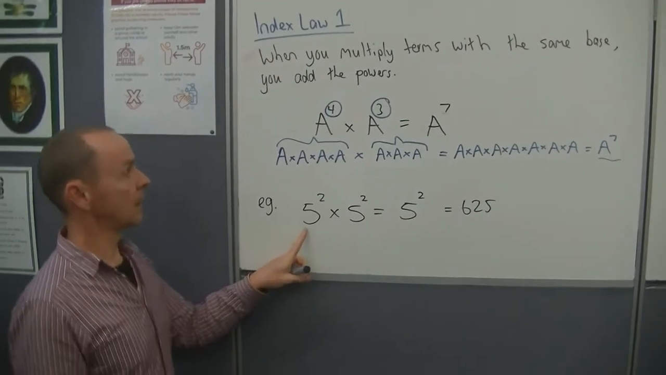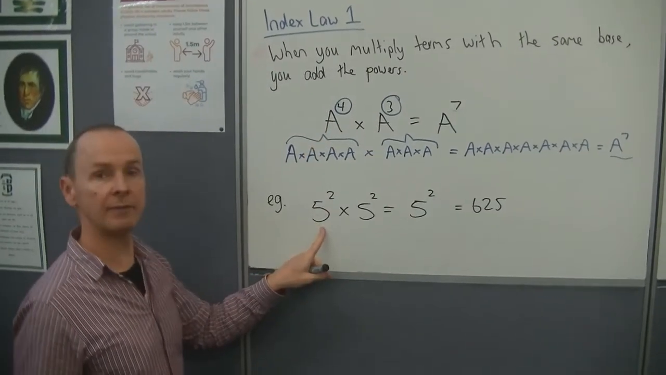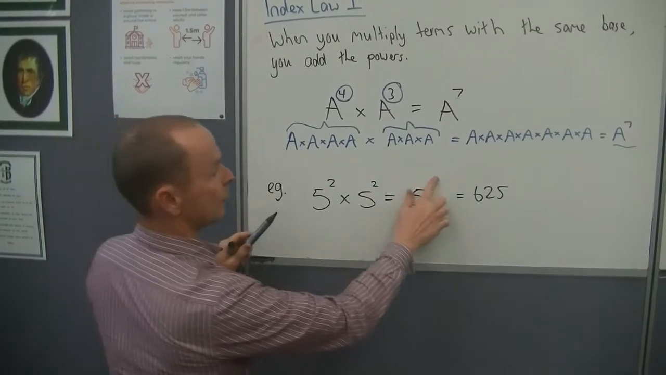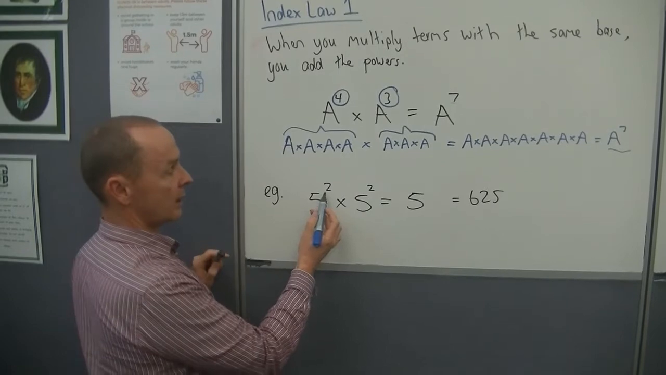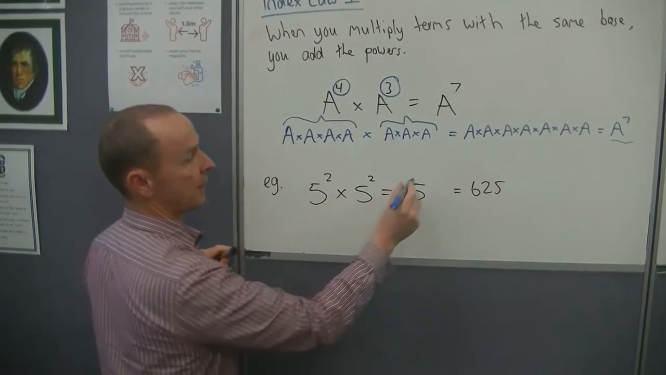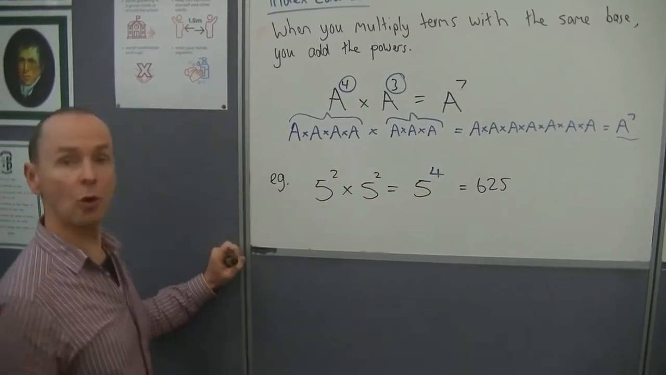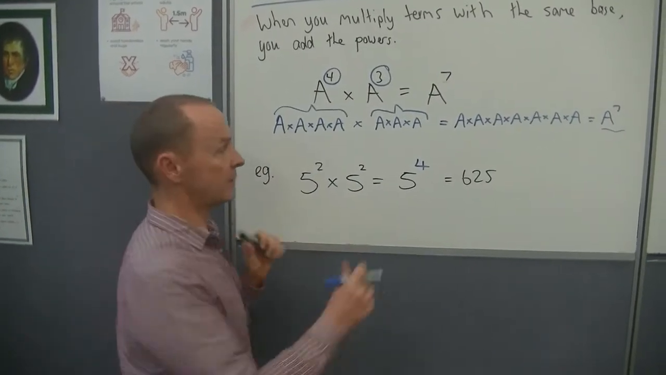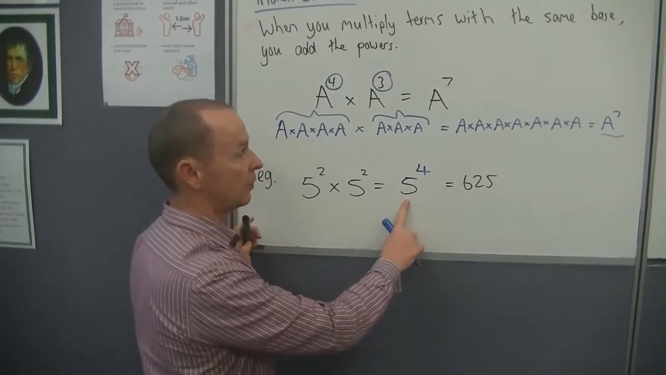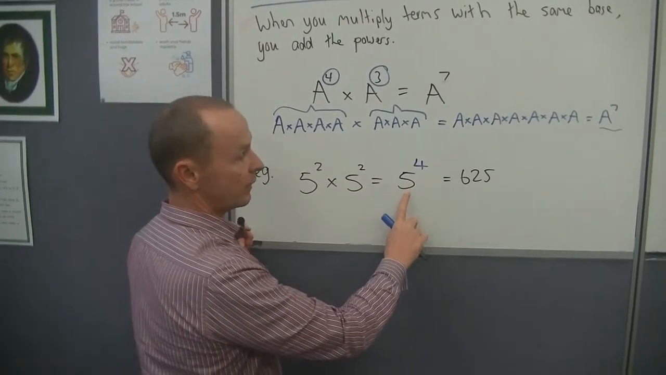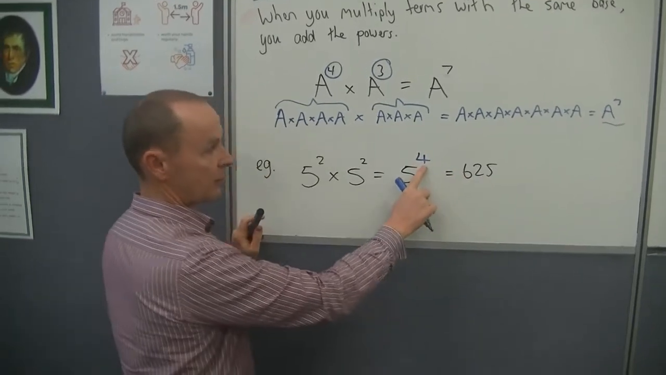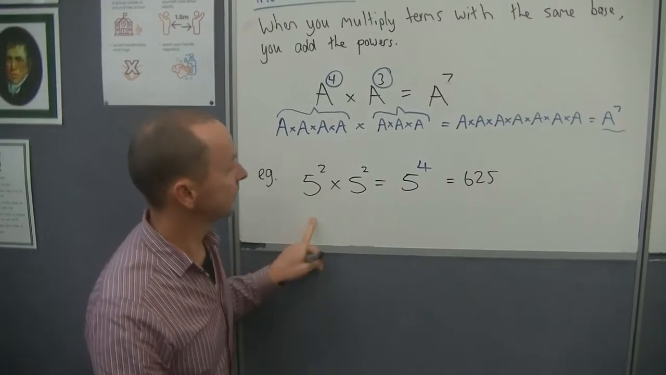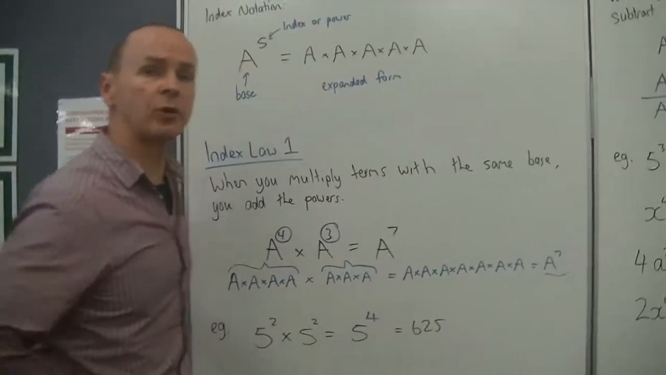So for an example, you can have not just letters as a base, you can have numbers. So 5 squared times 5 squared. So remember, whoops. So what do you do, everyone? When you're multiplying with the same base, you add the powers together. So it's 5 to the power of 4. And when it's a number like that, you can throw it into your calculator, or you can use common sense. So 5 squared is 25. 25 times 5 is 125. 125 times 5 is 625. Sorry, that's to the power of 4, everyone, not squared. So change that in your notes. Good job. Alright, that is index law number 1.